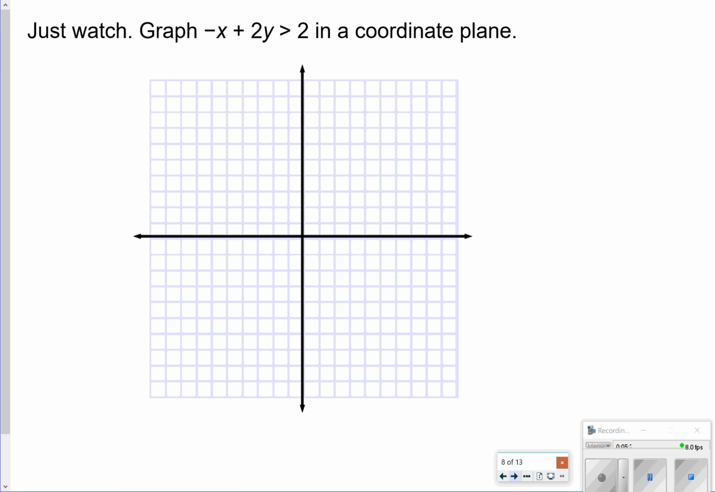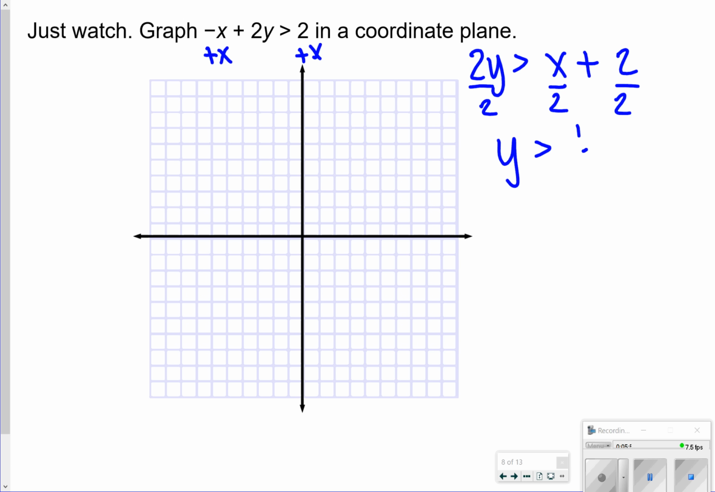Here's another one. It says graph negative x plus 2y is greater than 2. This one is a little bit different because it's not in slope-intercept form. So what I would do first is get y by itself. So I'm going to add x to both sides, so I would have 2y is greater than x plus 2. And then I'm going to divide everything by 2. So I get y is greater than 1/2 x plus 1.